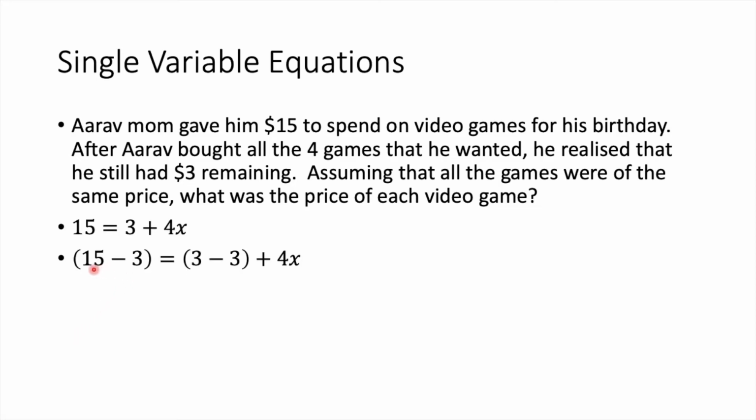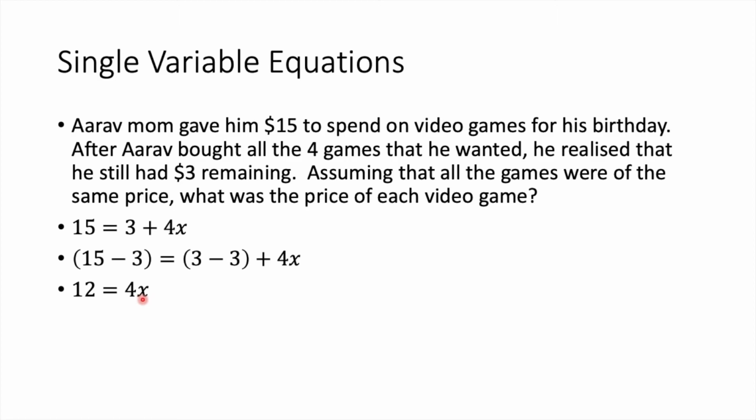So here we see that 15 minus 3 is equal to 3 minus 3 plus 4x. So here we'll get 0, and on this side of the equation, we'll get 12. So now our equation is much more simplified. We have 12 is equal to 4x. We need to find out the price of each video game, not of all the video games combined, which means that we need to find the value of x and not 4x.